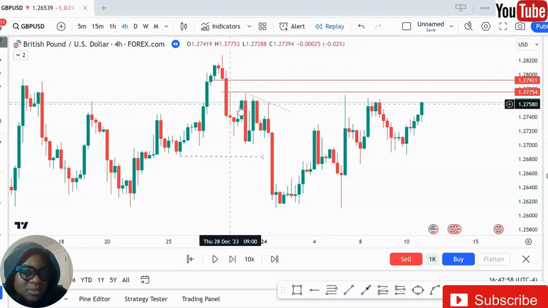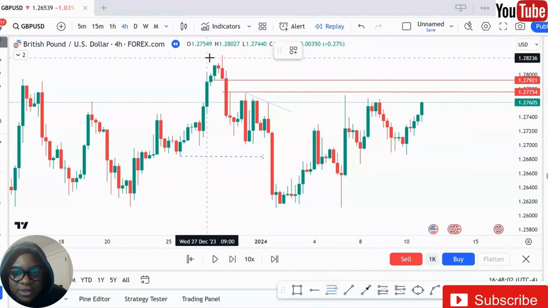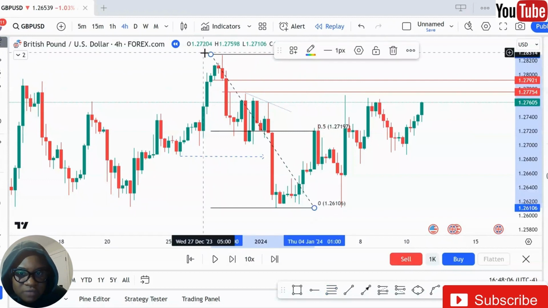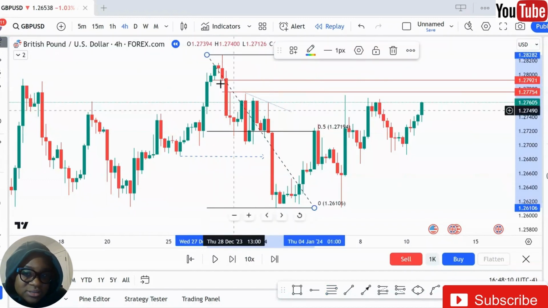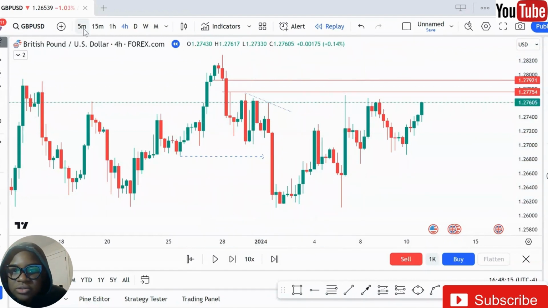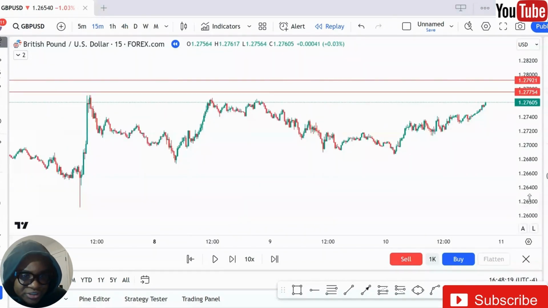The internal liquidity zones are the ones we have categorized under the premium. Don't forget to use your Fibonacci, the premium and the discount. If you can see this here, this is the premium and this is the discount. Okay, so now my entry will be on 5 minutes for those that are day trading.